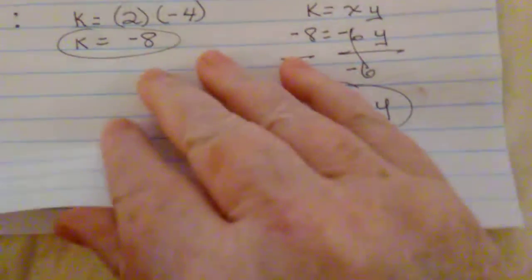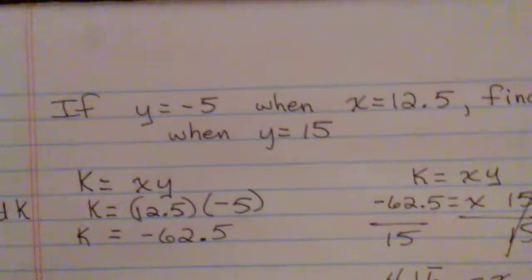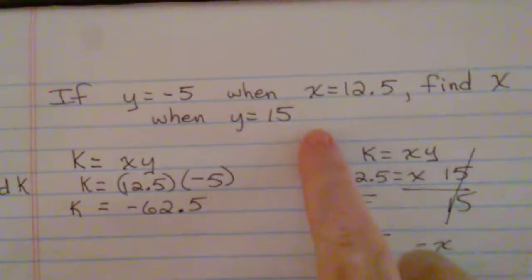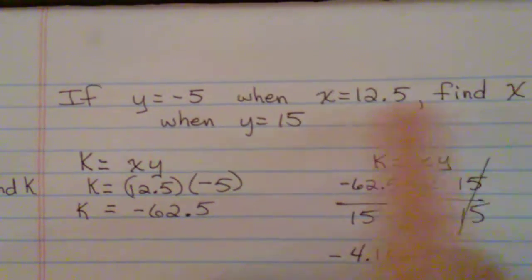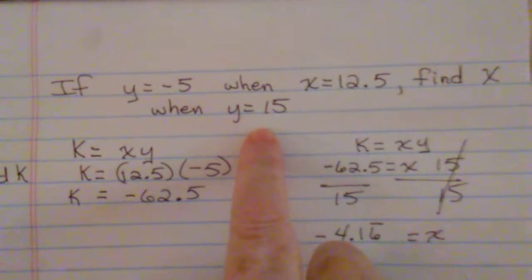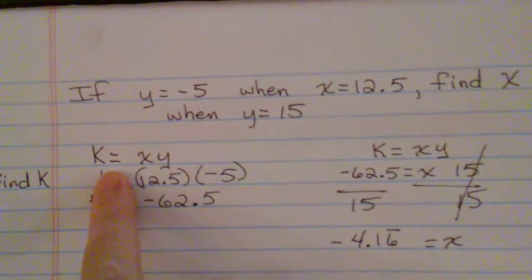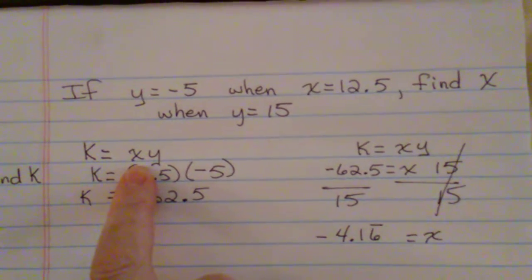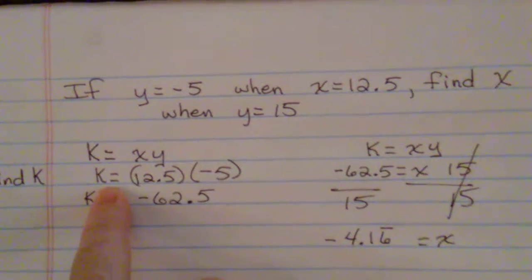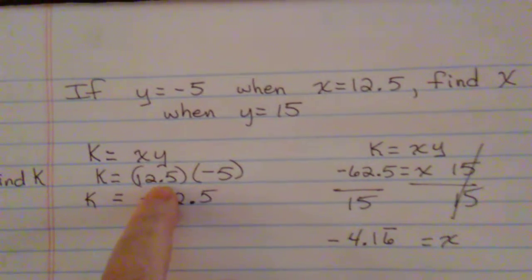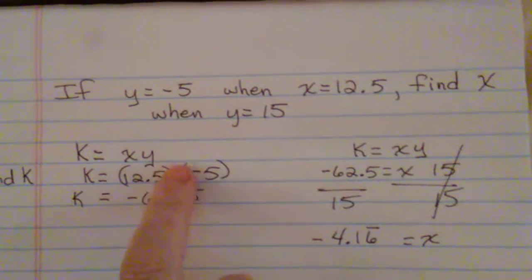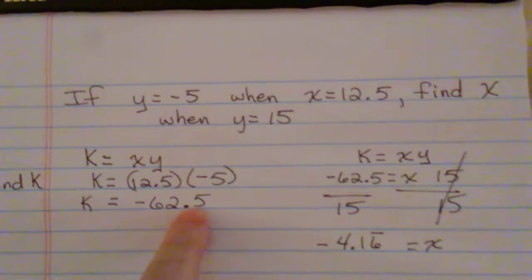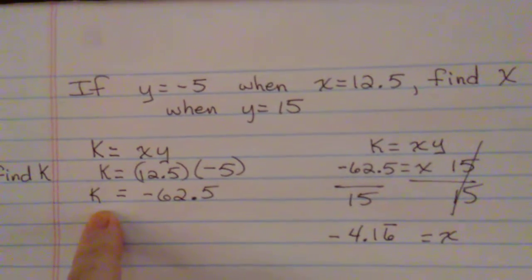Let's do one more inverse variation. All right, here's another one. It says if y equals -4 when x equals 12.5, now they want you to find x when y equals 15. So here is my inverse variation equation. This is an inverse variation. I want to find k, so I'm going to substitute in 12.5 for x and -5 for y, multiply, and I get -62.5. There's k.